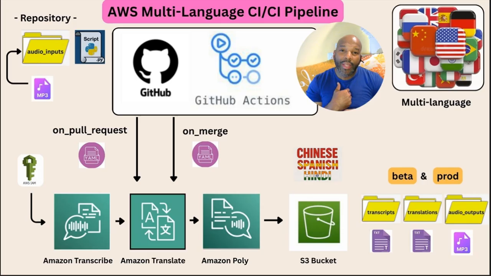My name is Kevin, and I would like to share with you this exciting AWS Cloud hands-on project I recently completed. I implemented a multi-language pipeline using Amazon S3 and Gen AI services like Amazon Transcribe, Translate, and Polly, which were fully orchestrated through GitHub Actions.